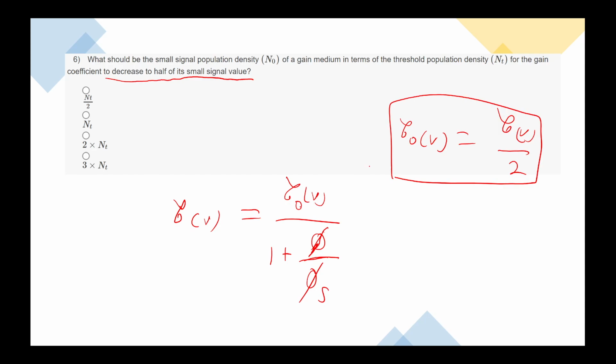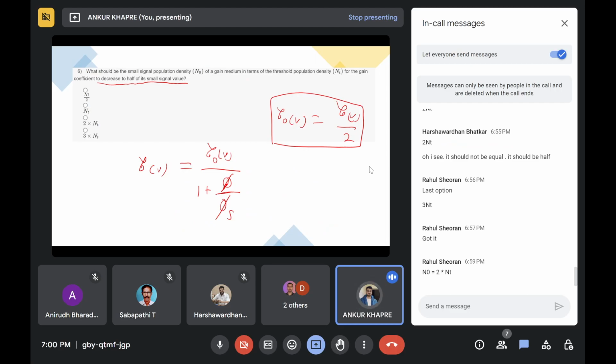Keep it here. Then what will you get, the phi and phi s relationship? Just check once what you are getting, the relation between these two. But first, step by step, we'll solve, that's better. Rahul, first you solve this. What is the relation between phi and phi s?